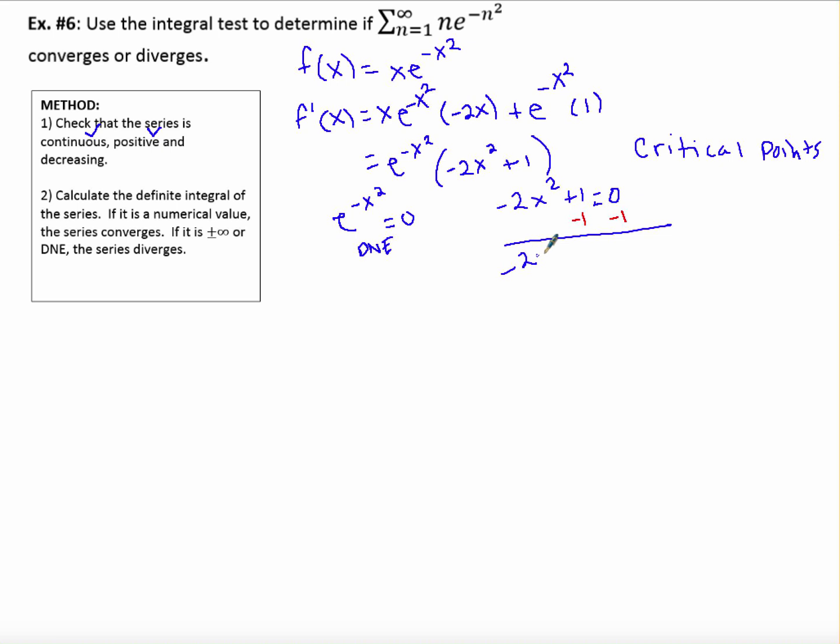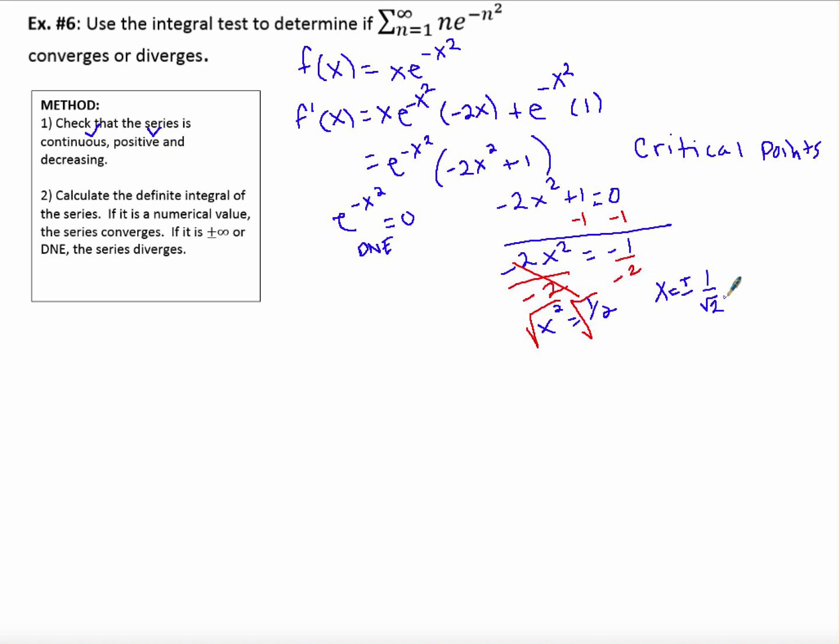So I've got negative 2x squared equals negative 1. I can divide both sides by negative 2, and this is going to give me x squared is equal to 1/2. I could take the square root of both sides, and this is going to give me x is equal to plus or minus 1 over the square root of 2.